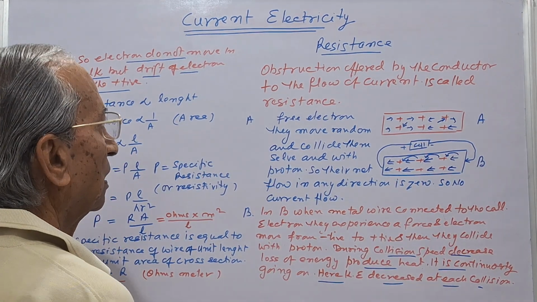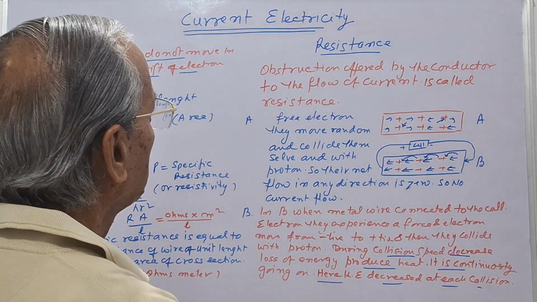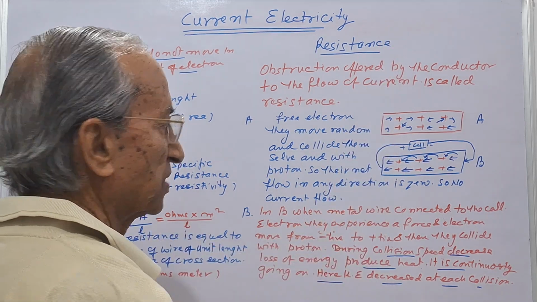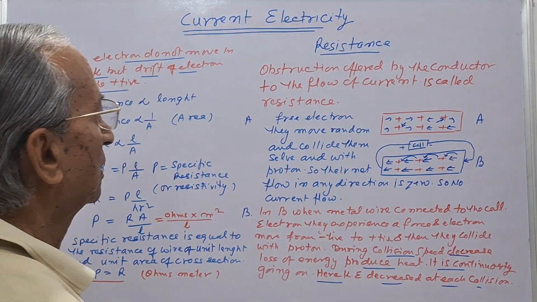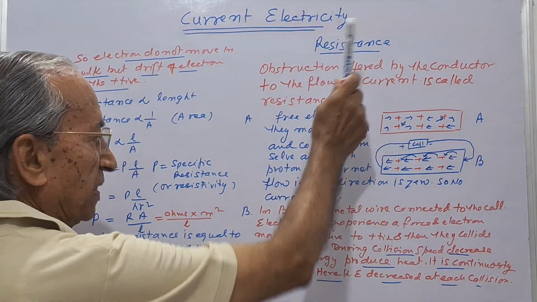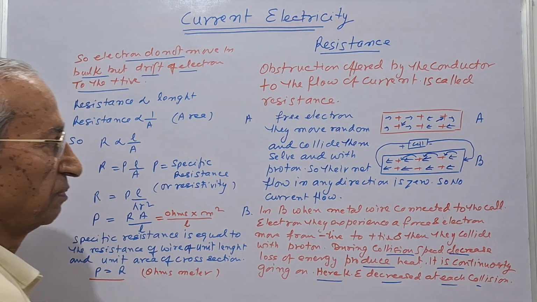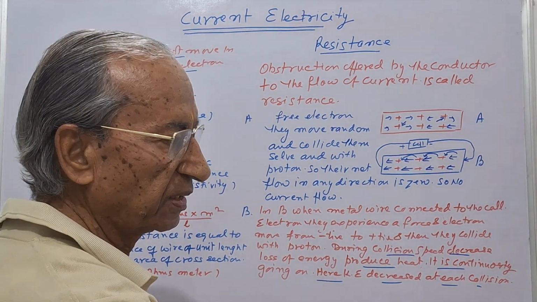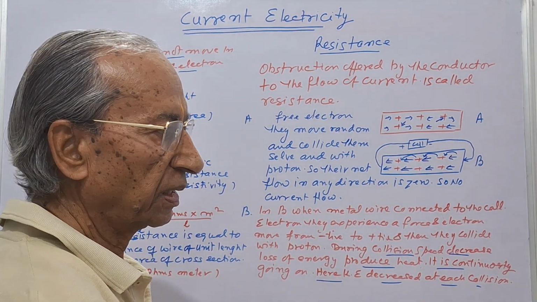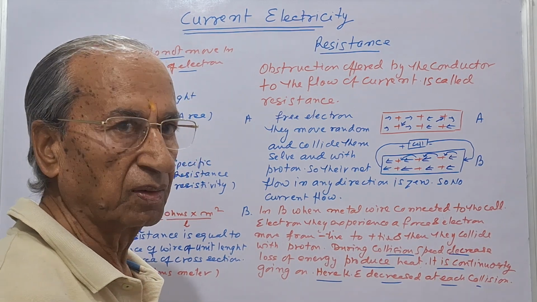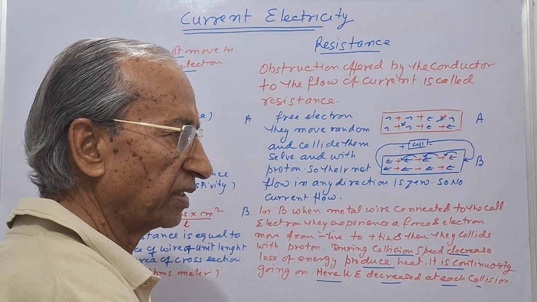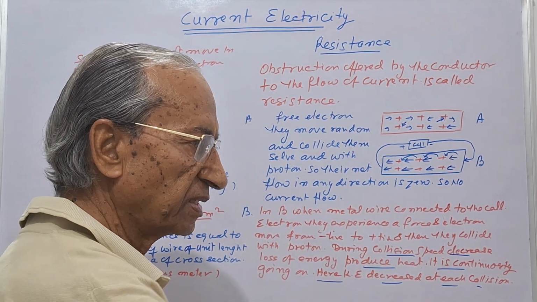Today I will explain resistance. Resistance means obstruction in the path. If you are going somewhere on the road and you see any obstruction in the path, it means there is a resistance in the movement.